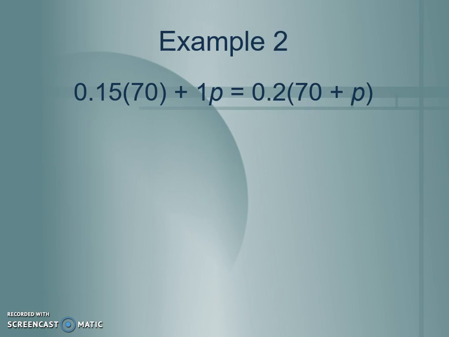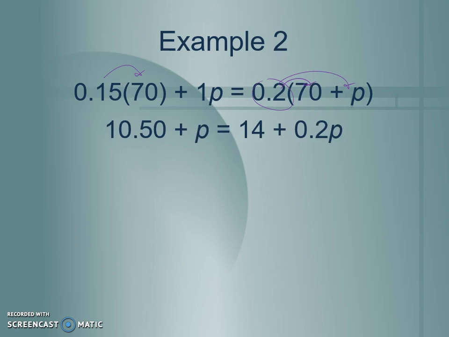First things first, get rid of our parentheses. So we're going to multiply here and distribute over here. We get 10.5 plus P. We just dropped off this 1 because we know anything times 1 equals itself. Then we get 14 plus 0.2P.